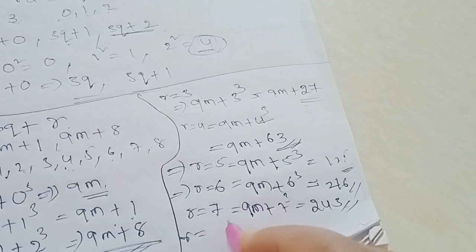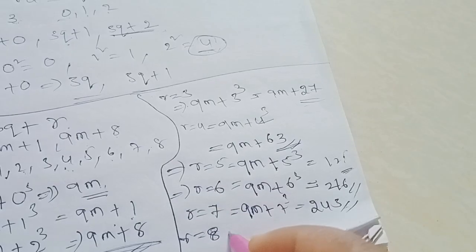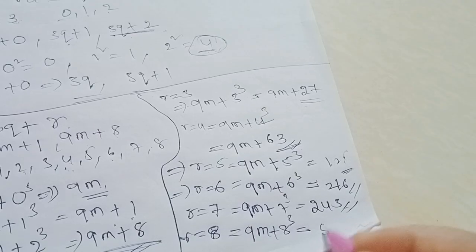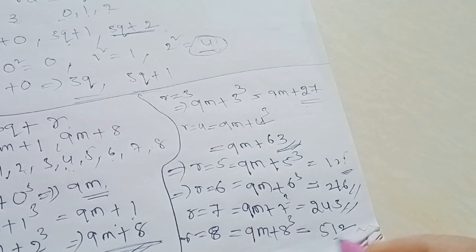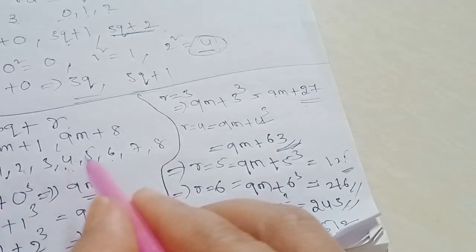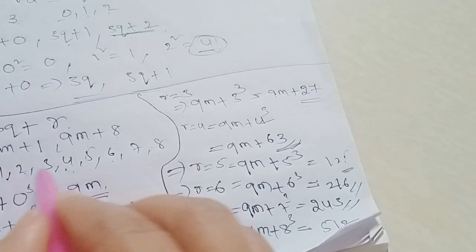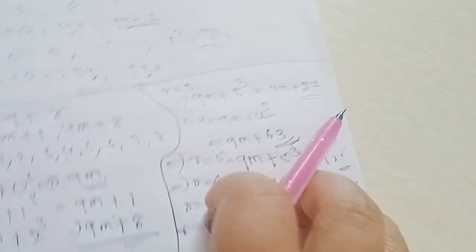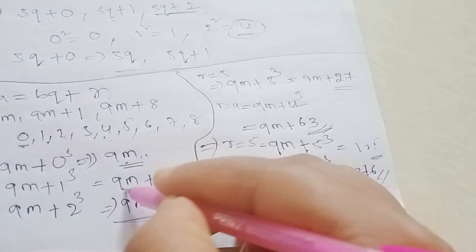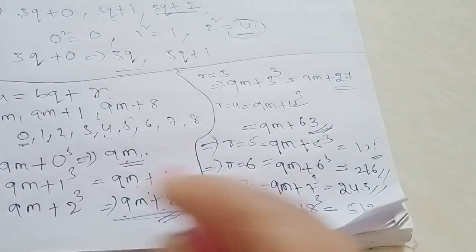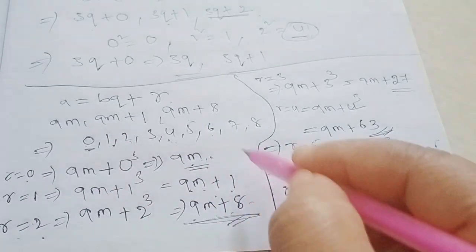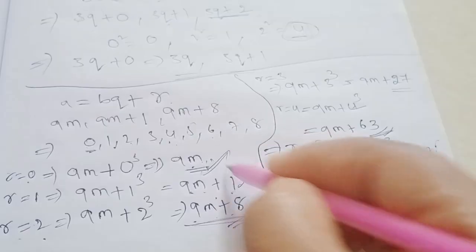So we can take another number, R is equal to 8. (9m plus 8) cube. 8 cube means 512. So this is also not a possible remainder in 9. So the possible remainders come only from 0, 1, 2, 3, 4, 5, 6, 7, 8. We observe that only 9m, 9m plus 1, 9m plus 8 arise, for R is equal to 0, R is equal to 1, R is equal to 2. So these are the possible remainders, and this is proved.